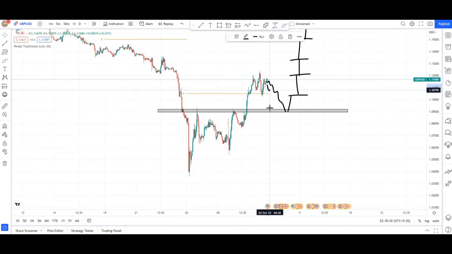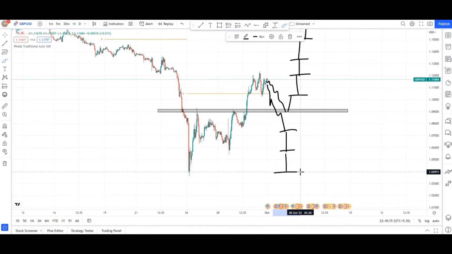Okay guys, if it makes a price action and takes resistance, then you can easily reach your first target, second and third and final target.